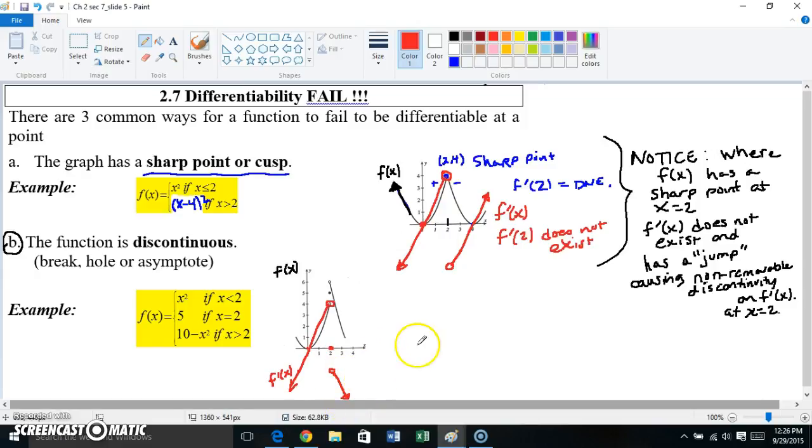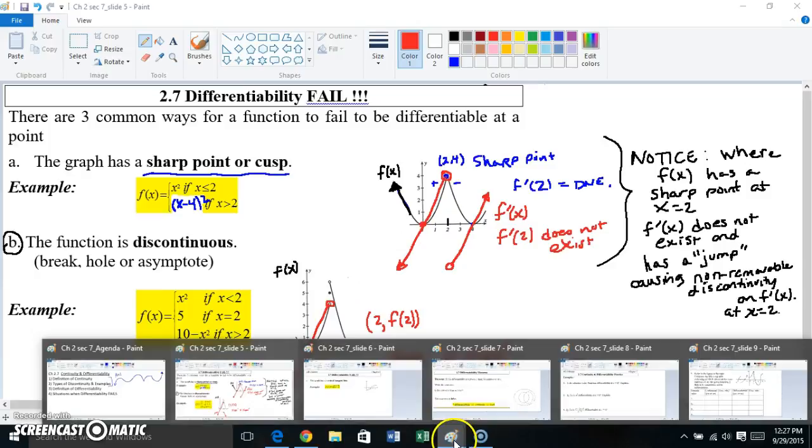Okay, so again, notice at x equals 2, in the derivative graph, there is a jump. Okay, and the slope on the left, which is getting close to 4, is not equal to the slope on the right, which is some negative number. Okay, slope on the left does not equal slope on the right. So therefore there's discontinuity in our derivative graph.